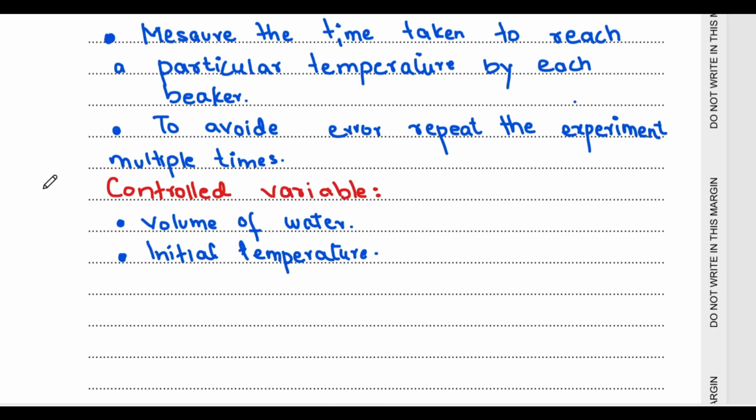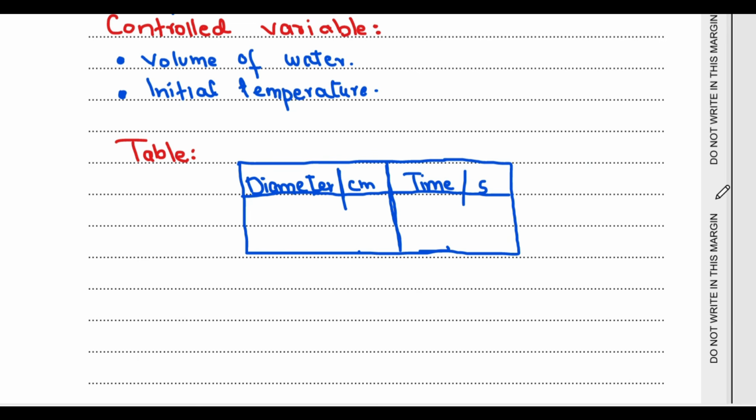After this, the question asks for the key variables that you can control. So we can control the volume of the water that we pour initially and the initial temperature of the water that we pour into the beaker. Then the question asks for a result table to record your measurements. So we will draw this table. On one side we will write the diameter and on the next side we will write the time taken by each beaker to cool down to reach a particular temperature that we set.